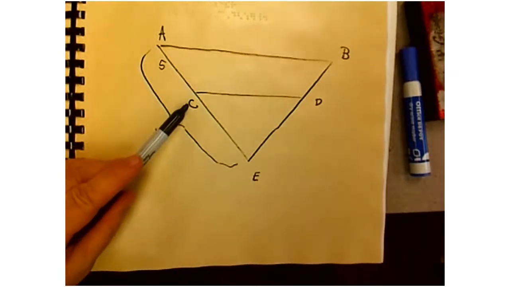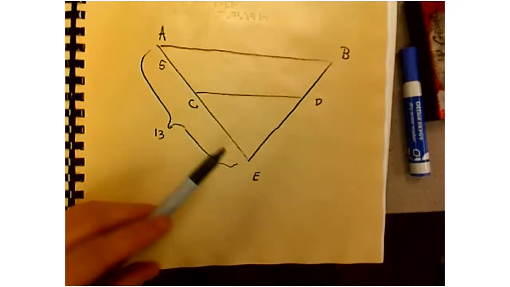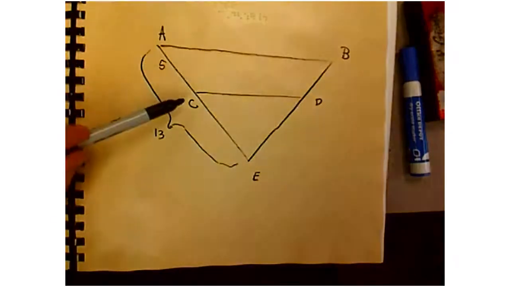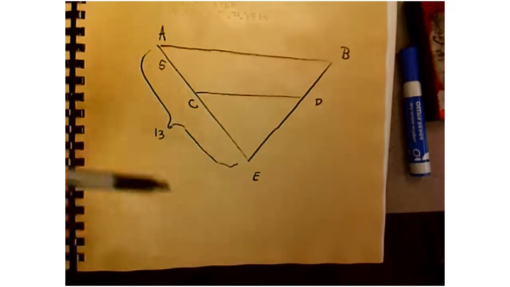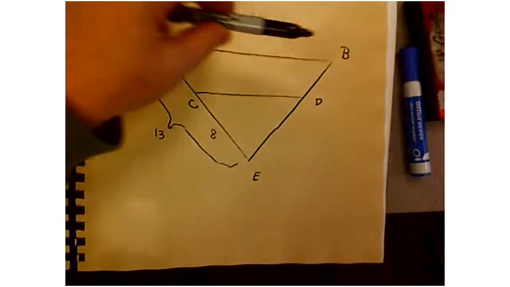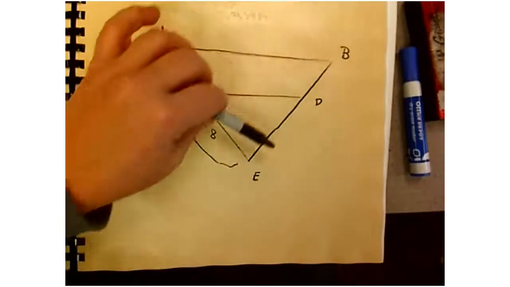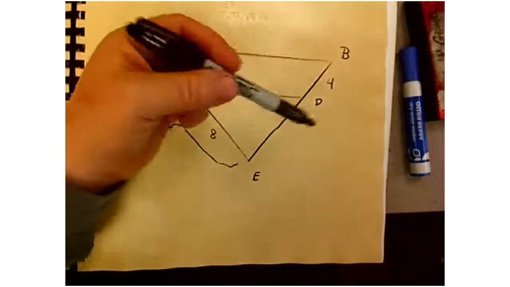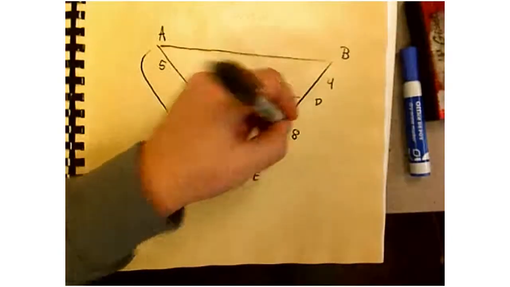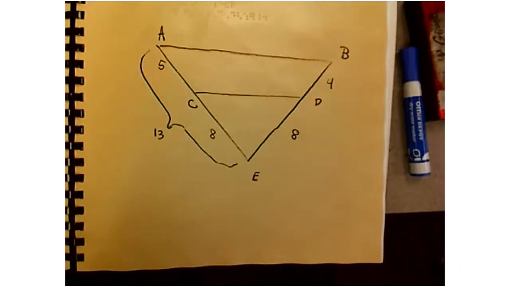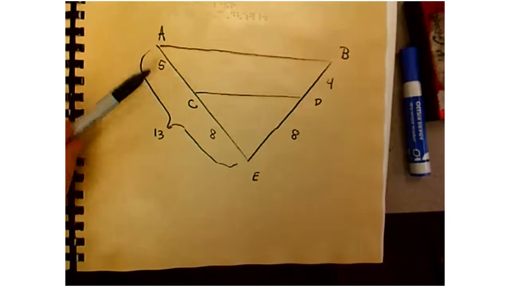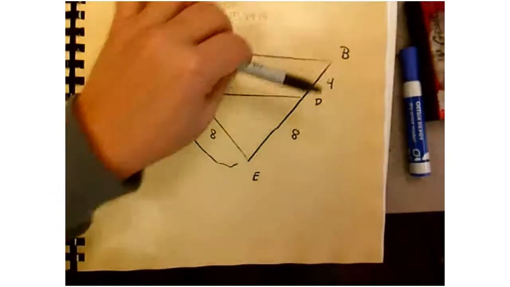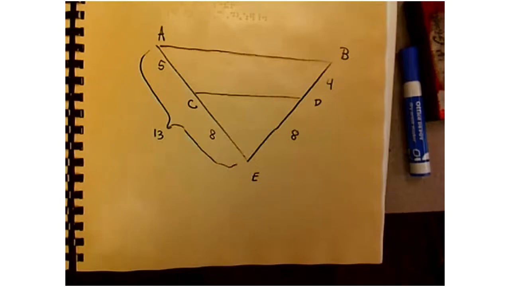So you could go, okay, well, I could do C to E is what? The whole thing is 13, and A to C is 5. What is C to E? 8, right? Okay. And then on the right-hand side, they have B to D is 4, and D to E is 8. So is CD parallel to AB? Yes or no? So what proportionality would you like to check? 5 is to 8, right? As 4 is to 8? Is that the same thing? No. No.